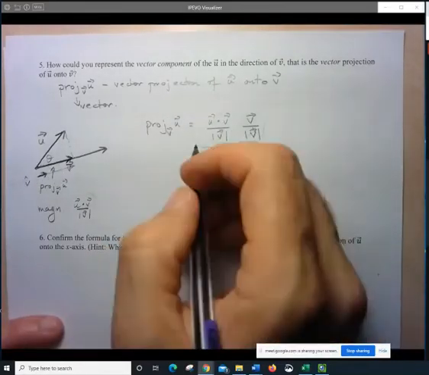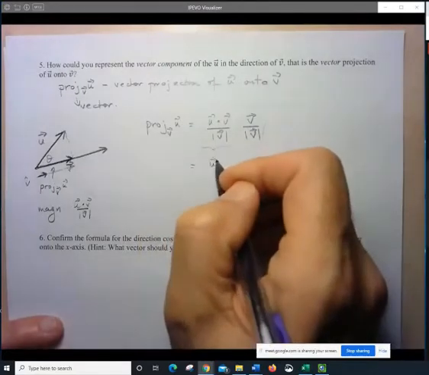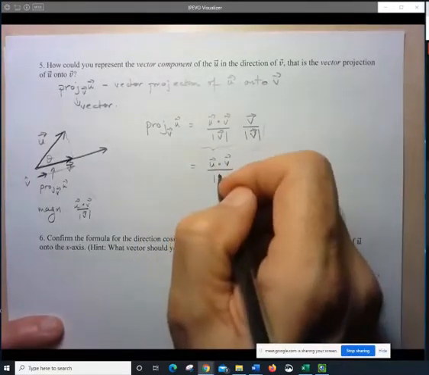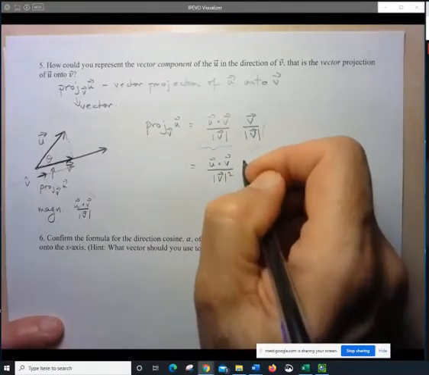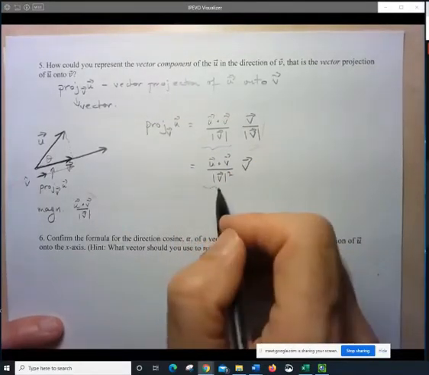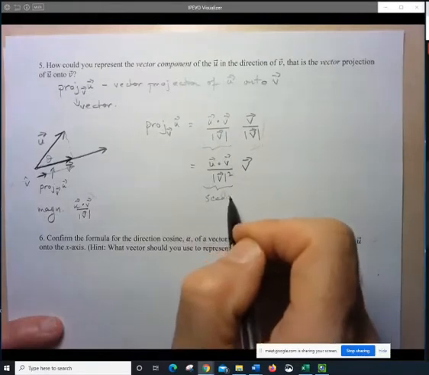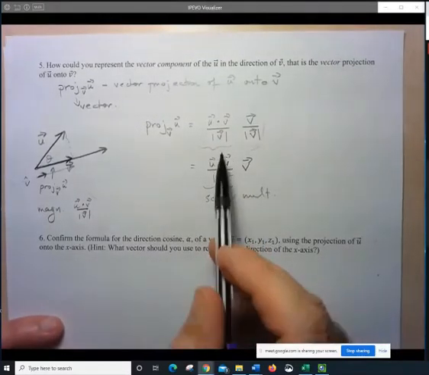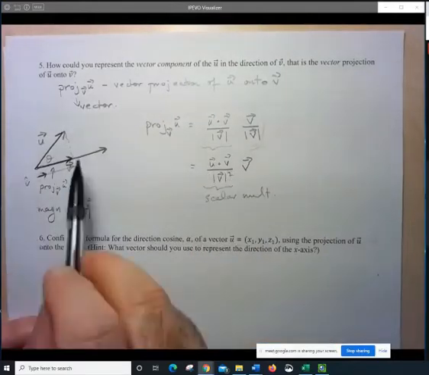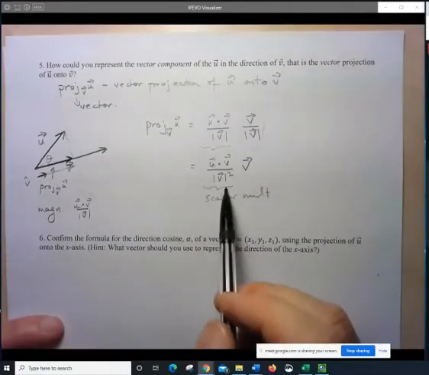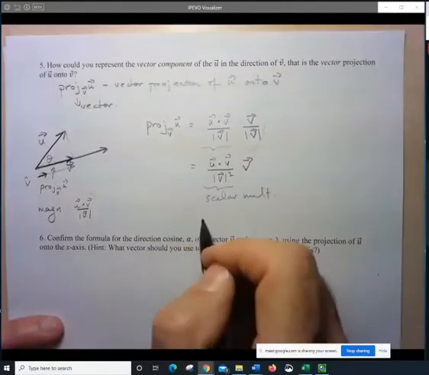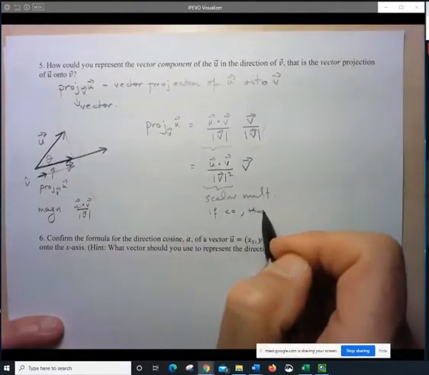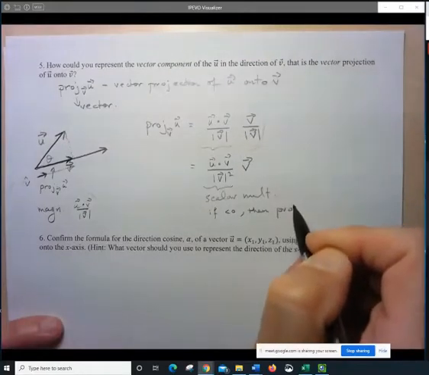You can clean this up a bit. Very often we write it as U dot V over the magnitude of V squared, times the vector V. So this is a scalar multiplication: we're taking this value here and multiplying it to vector V. And obviously, if it's negative, then the projection points in the other direction.